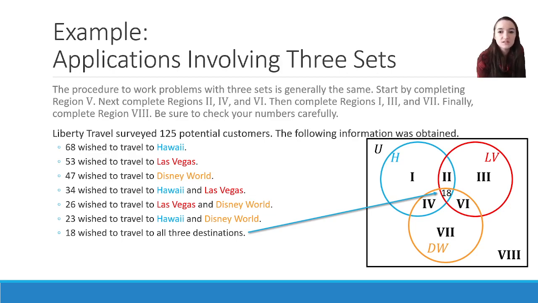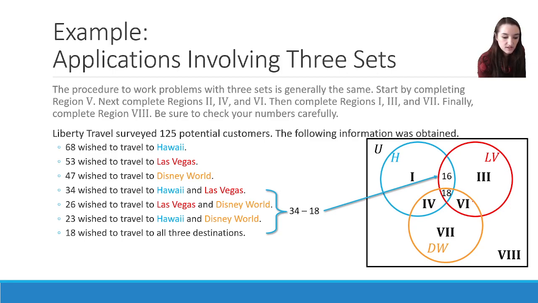Don't just put the numbers. It's never going to just be the numbers after that. The only time you get to just plop in the number is that first region, the most intersected region. So to get, let's say we start with Hawaii and Vegas, right? So to get region 2, this is the intersection between Hawaii and Vegas, but without those 18 people. So Hawaii and Vegas is 34, but we need to remove the 18 we've already accounted for. So we get 34 minus 18 is 16.